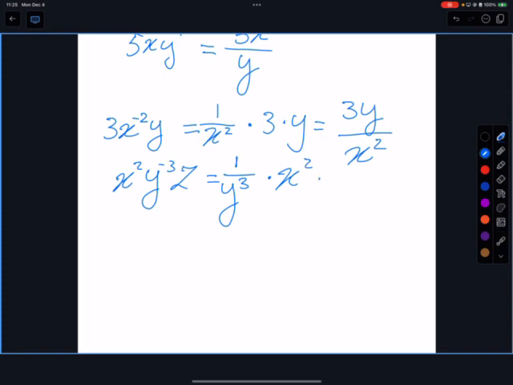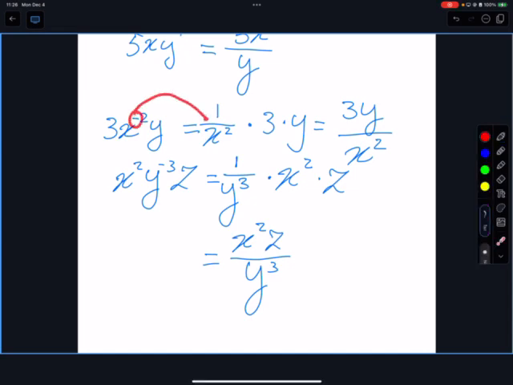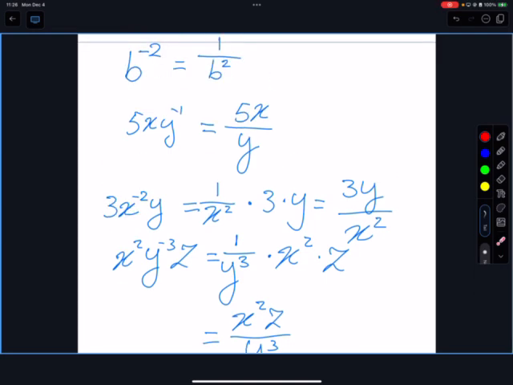Multiplied by x squared multiplied by z. So your final answer, x squared z divided by y to the power of 3, because I removed the negative exponent. No, it means 1 divided by.